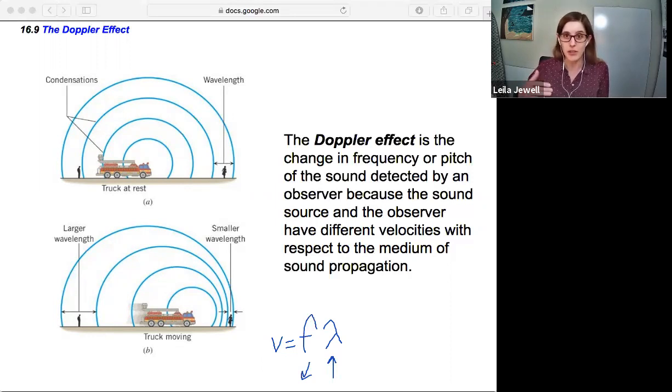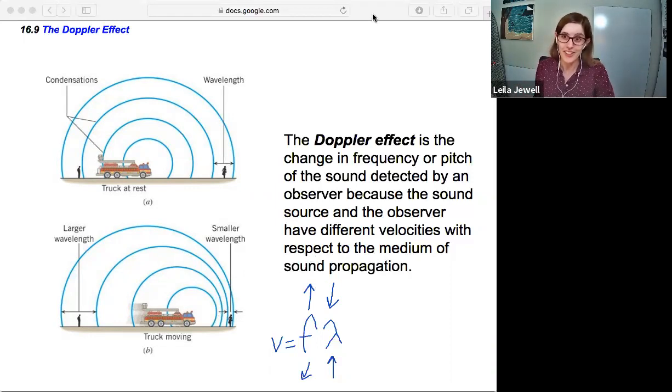So as the siren goes by, or even just a car drives by, you hear the frequency drop. Versus if you are in front of the fire truck as it's coming towards you, it's moving and it's catching up with those condensations. So they're getting closer together or compressed. In that case, the wavelength is getting smaller. So what happens to the frequency? It's going to go up. That's what you hear as it starts to approach, right? That increase in frequency is the Doppler effect.